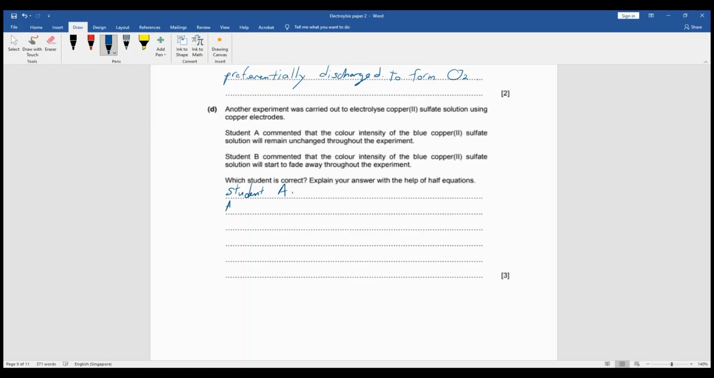At anode, copper becomes ions. Copper dissolves to ions. So Cu(s) becomes Cu2+.